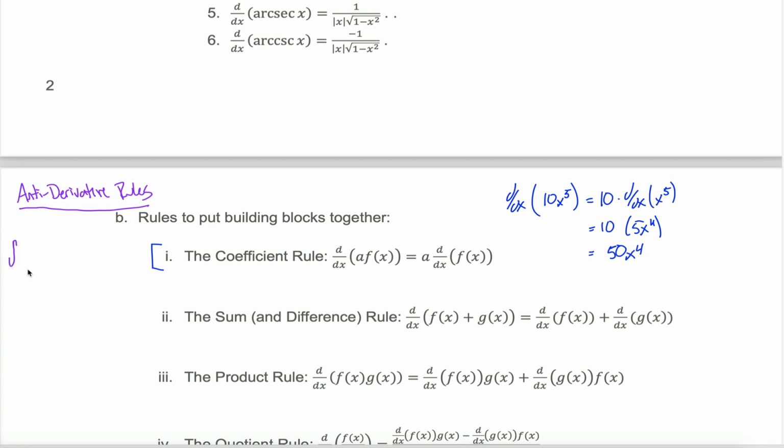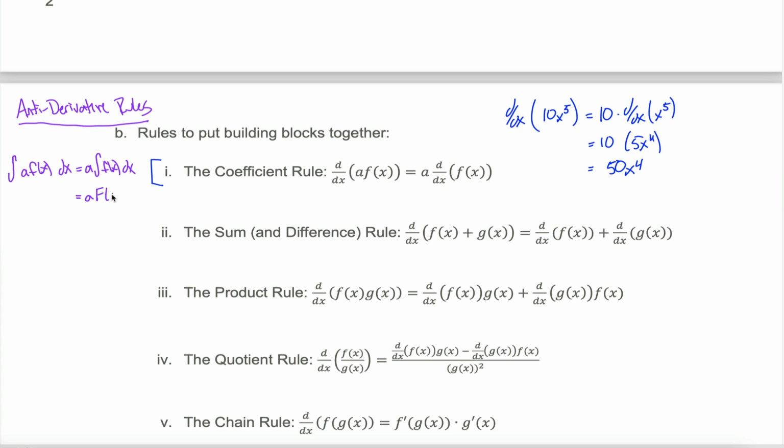If we're being asked to take the antiderivative of, so there's my antiderivative symbol, some constant times a function, so a f of x dx, where a represents a constant and f of x represents a function, what we do is we take that coefficient and pull it out in front of the antiderivative sign, and then just take the antiderivative of the function, f of x dx. Rather than write it this way, the way I'm going to write this is a times capital F of x. The antiderivative of a f of x dx is equal to a times capital F of x.